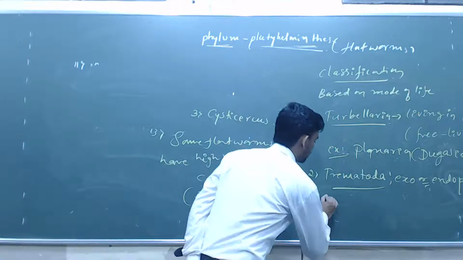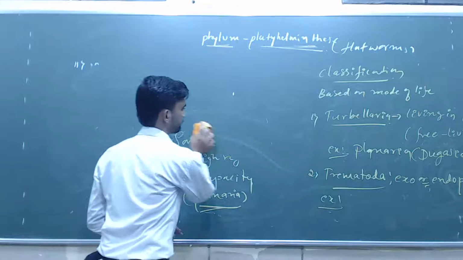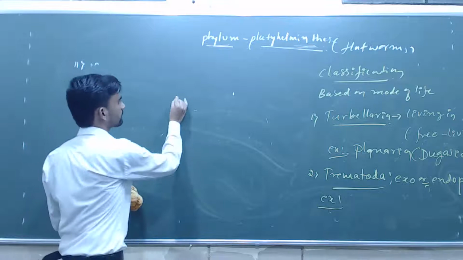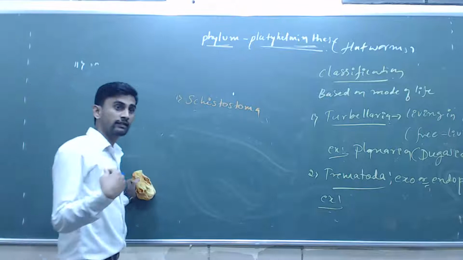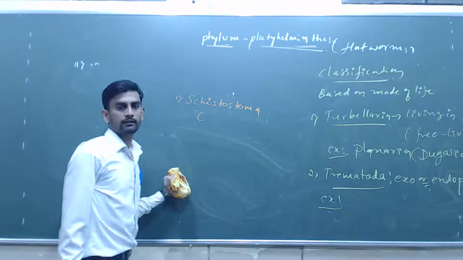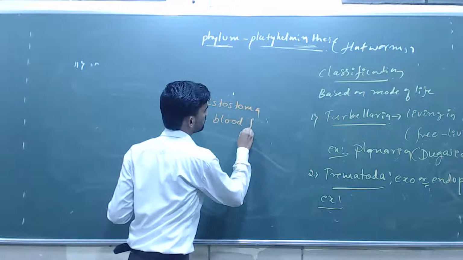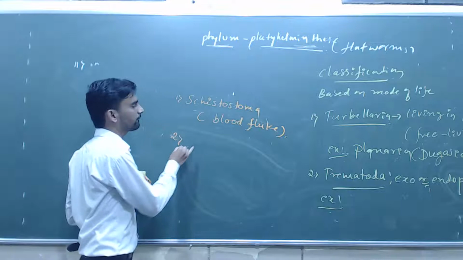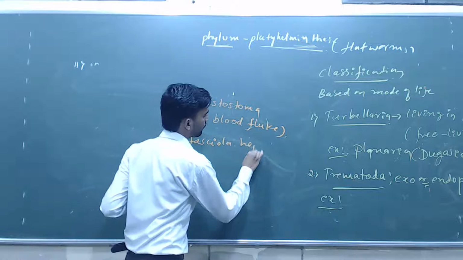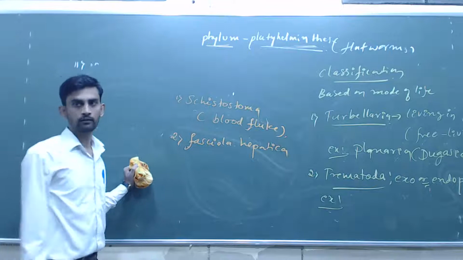One best example for the trematodes, so just write it down right here. First example, Schistosoma, commonly called blood fluke. That name itself is very related. Blood flukes. Second example, Fasciola hepatica. You heard this word Fasciola hepatica. So commonly called liver fluke.